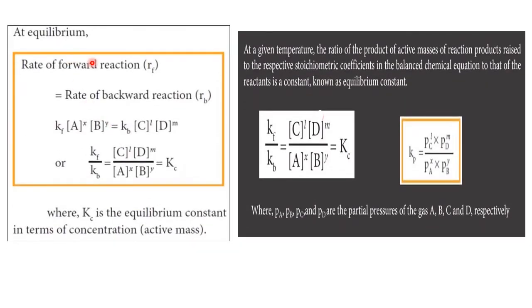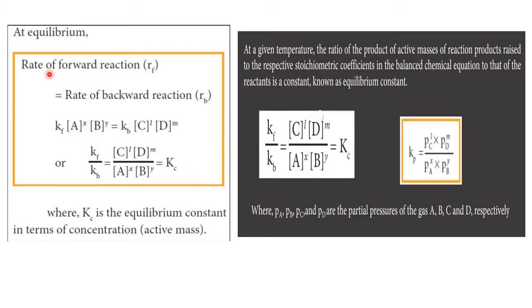Then, because the reaction is taking place at equilibrium, as we studied before, at equilibrium the rate of the forward reaction is equal to the rate of the backward reaction. That means equilibrium means that at the rate at which the reactants get converted to products, at the same rate or speed the products get converted back into reactants.